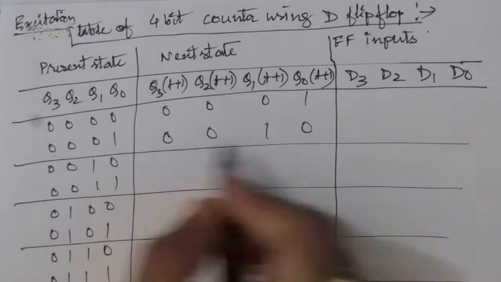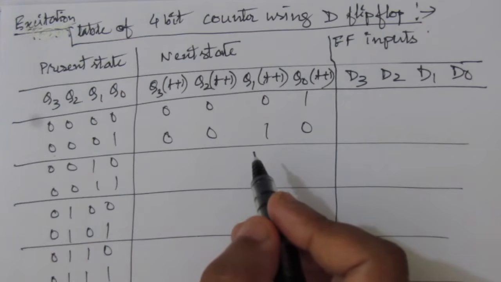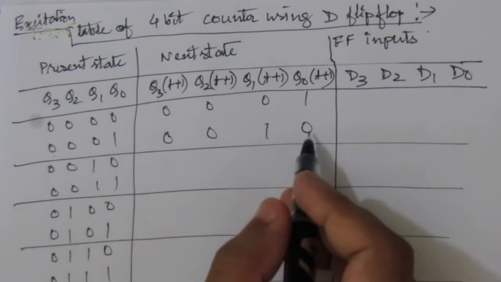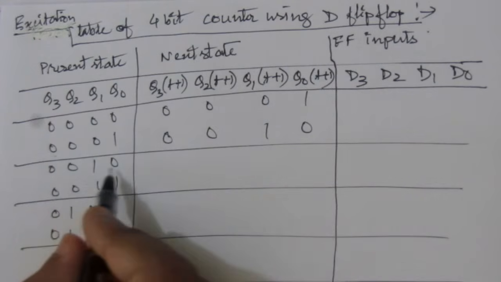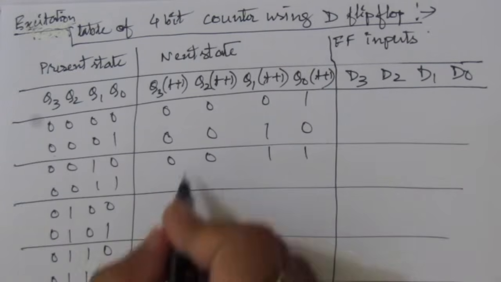You have to increment by 1 because it is a counter. With the arrival of the input pulse, it will increment by 1. If this is the present state, the next state should be incremented by 1. So if we have 0010, it will be 0011. Similarly, you have to make this table.